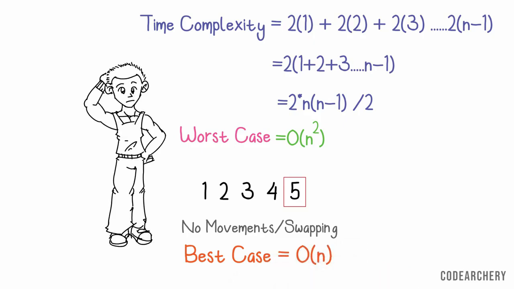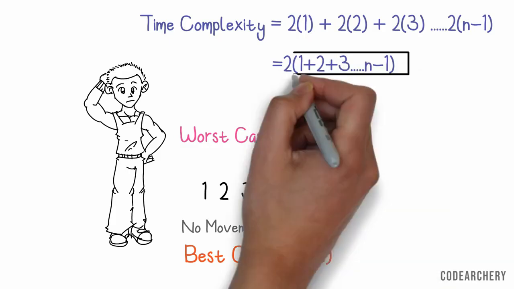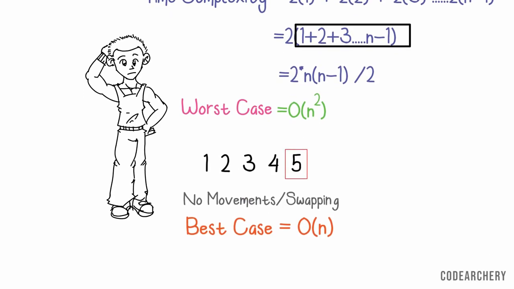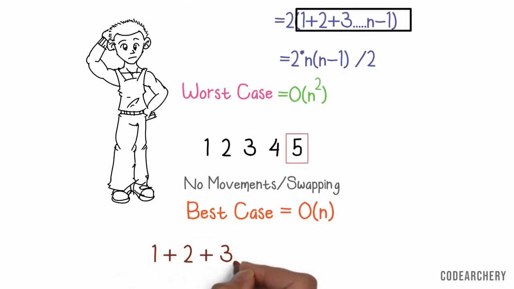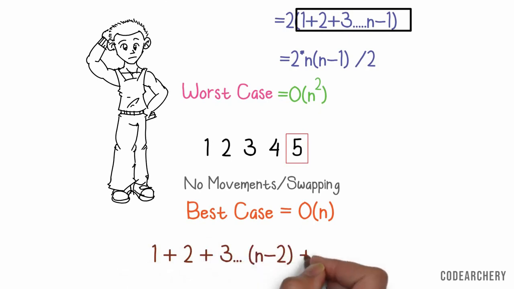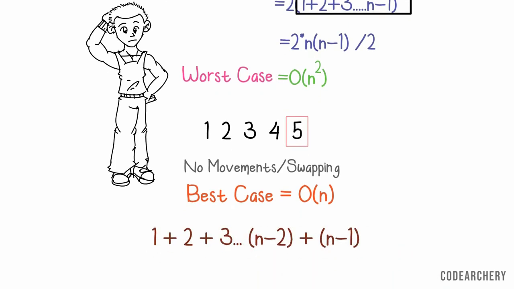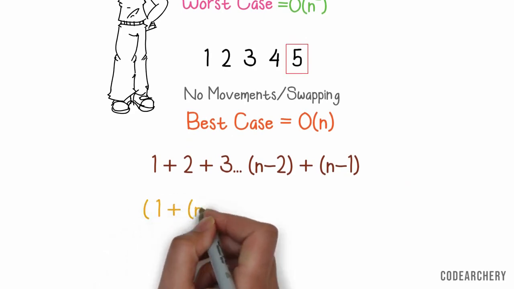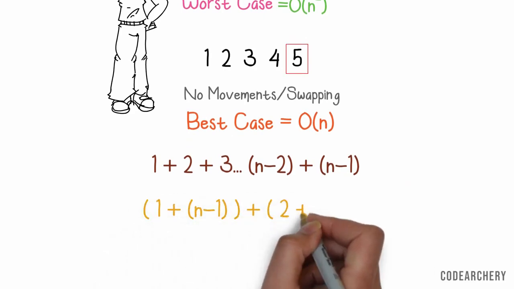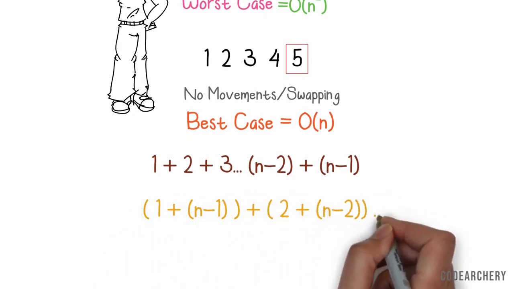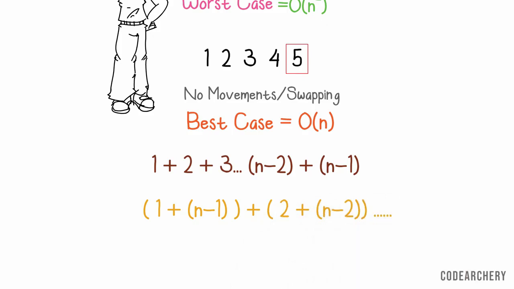There might be a possibility that some of you are confused about the formula, so I'll explain quickly. 1 plus 2 plus 3 up to n-2 and n-1 is our series. If we just rearrange the series, pairing up the first and last element, we'll get 1 plus n-1, plus 2 plus n-2. So we are just pairing.